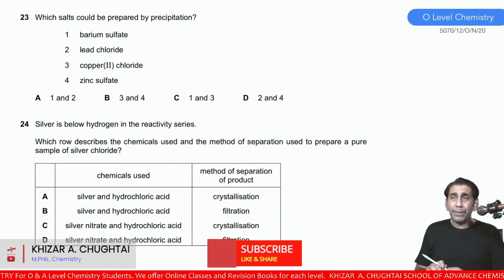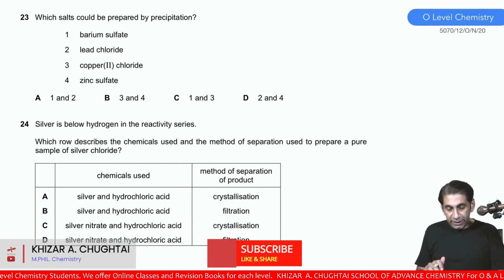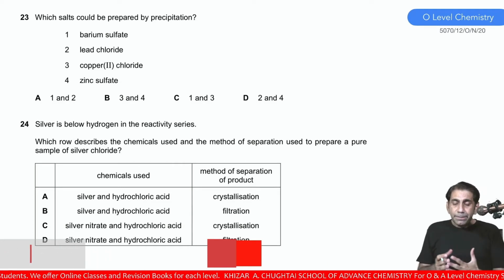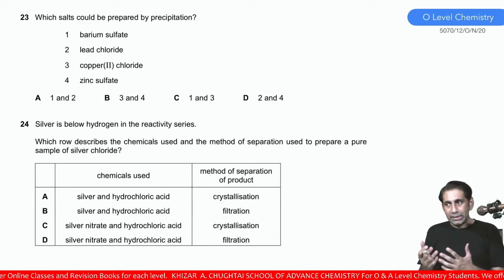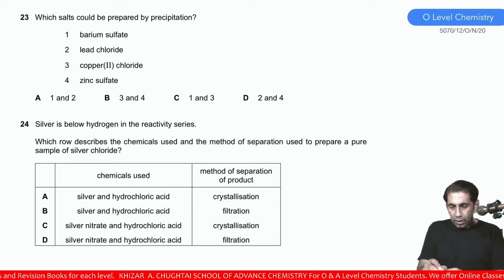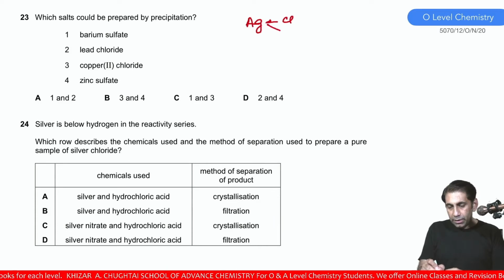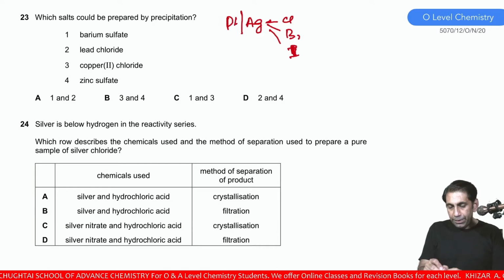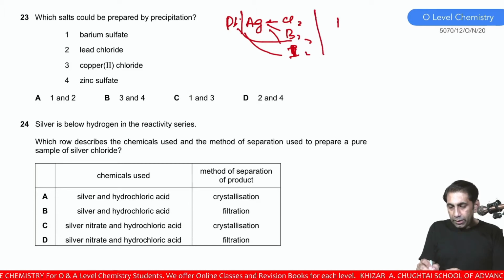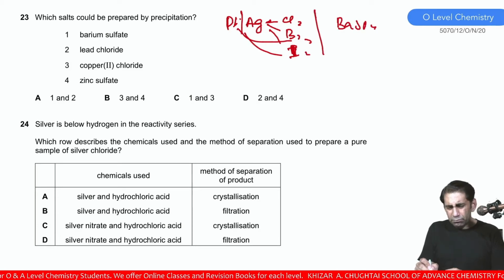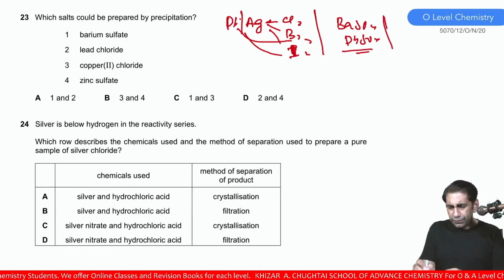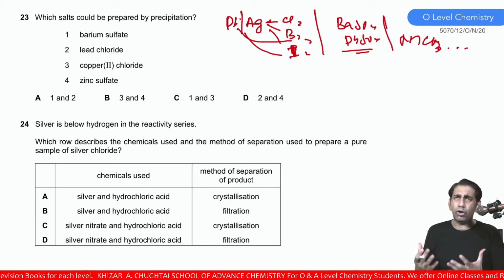Which salt could be prepared by the precipitation method? It must be an insoluble salt. Which salts are insoluble? You can say AgCl, AgBr, AgI, and the same is the case for PbCl2, PbBr2, PbI2, and barium sulfate, PbSO4, lead sulfate, and mostly metal carbonates, and so on. These are the famous insoluble salts.